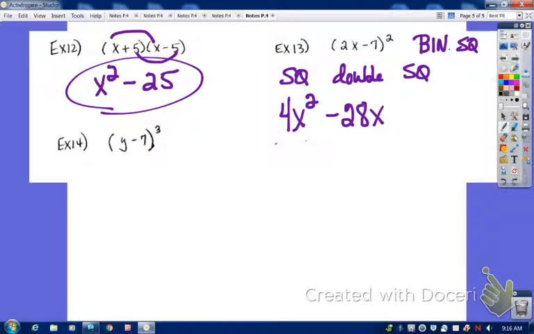And then you're going to square negative 7. Negative 7 times negative 7 is positive 49. I'm going to go over that one more time. You take the 2x and you square it. So 2x times 2x is 4x squared.